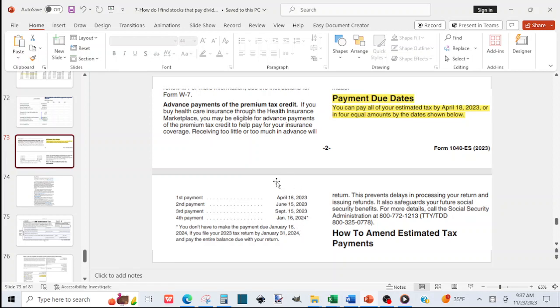But just know that your first payment should be by April 15, the second one by June 15, the third one by September 15, and the last one by January 15 of the following year. Or you can make all those payments at once by April 15, the first payment due date. If you want to pay all at once, you can do that when your first payment is due, which is April 15. And the exact date changes a little bit based on whether there is a holiday or weekend.